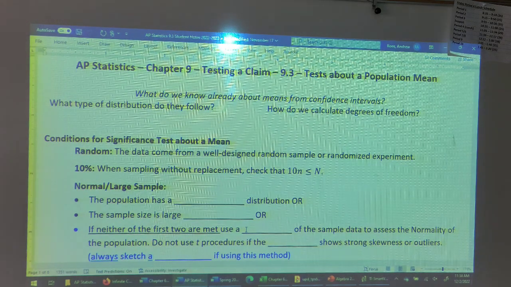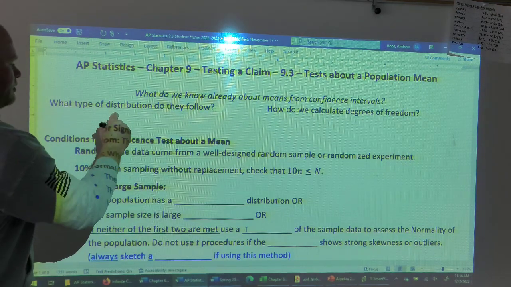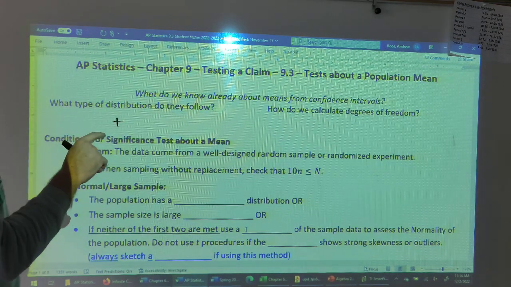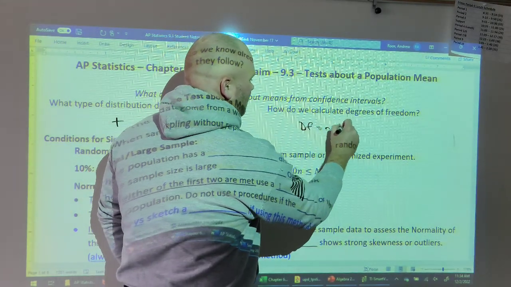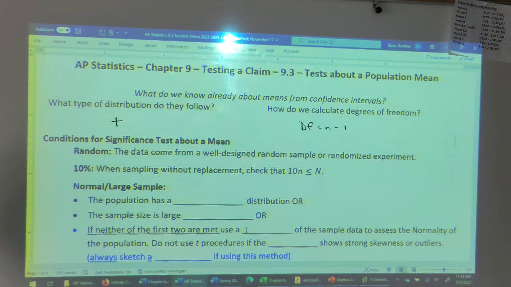So what do we already know about means from confidence intervals? Well, with means, we're going to be dealing with t distributions. They follow t distributions with degrees of freedom of n minus 1, or sample size minus 1. Okay?